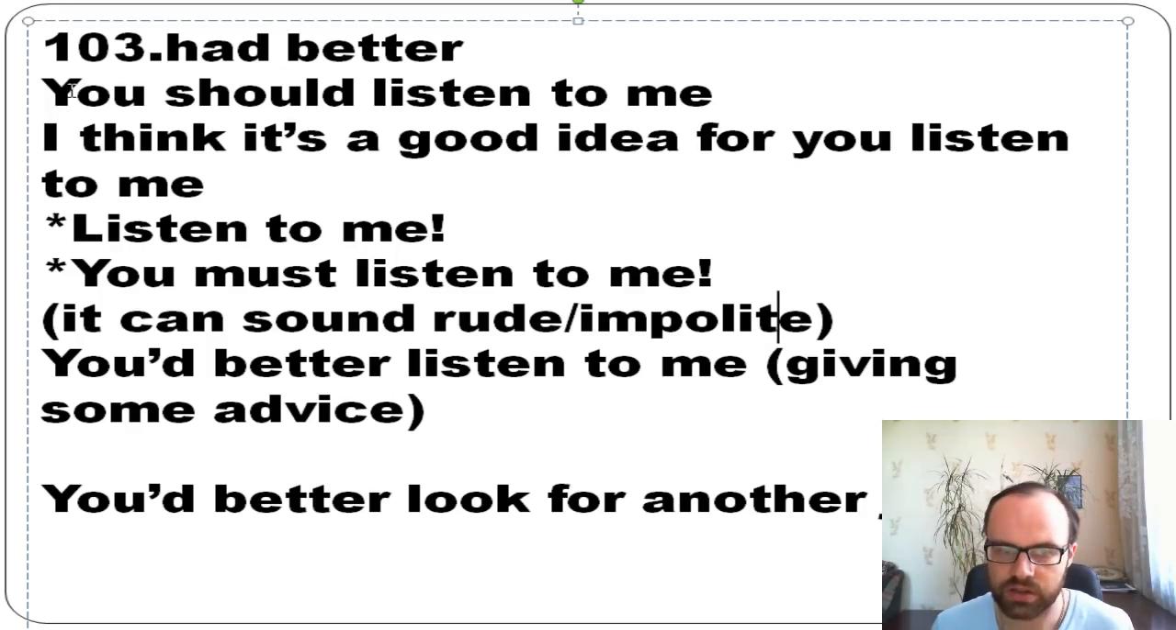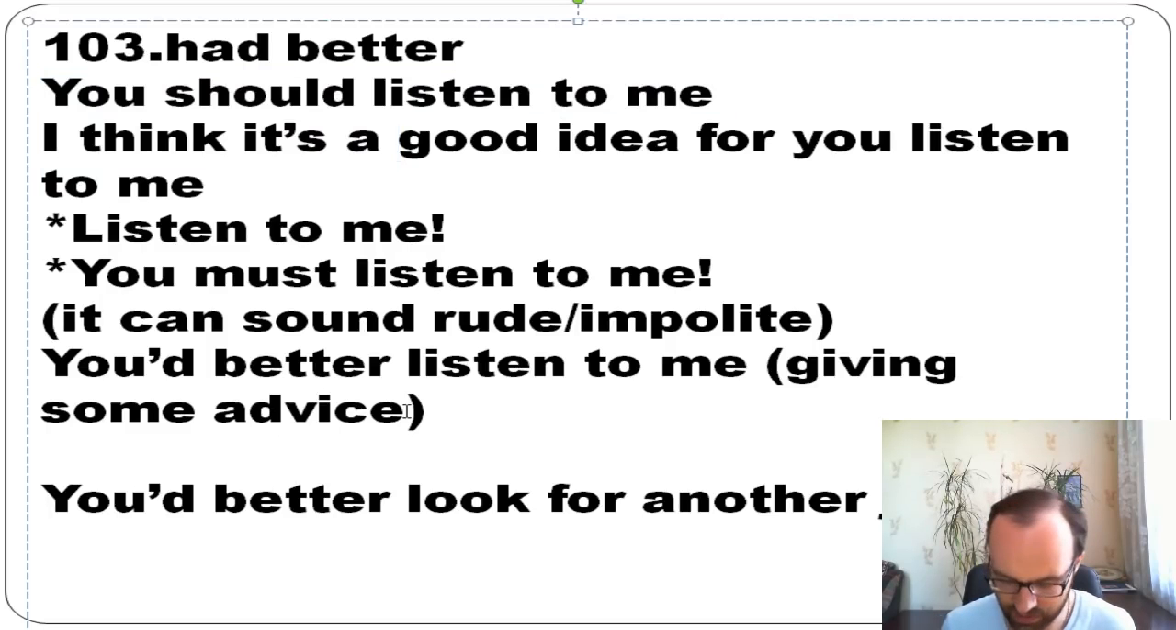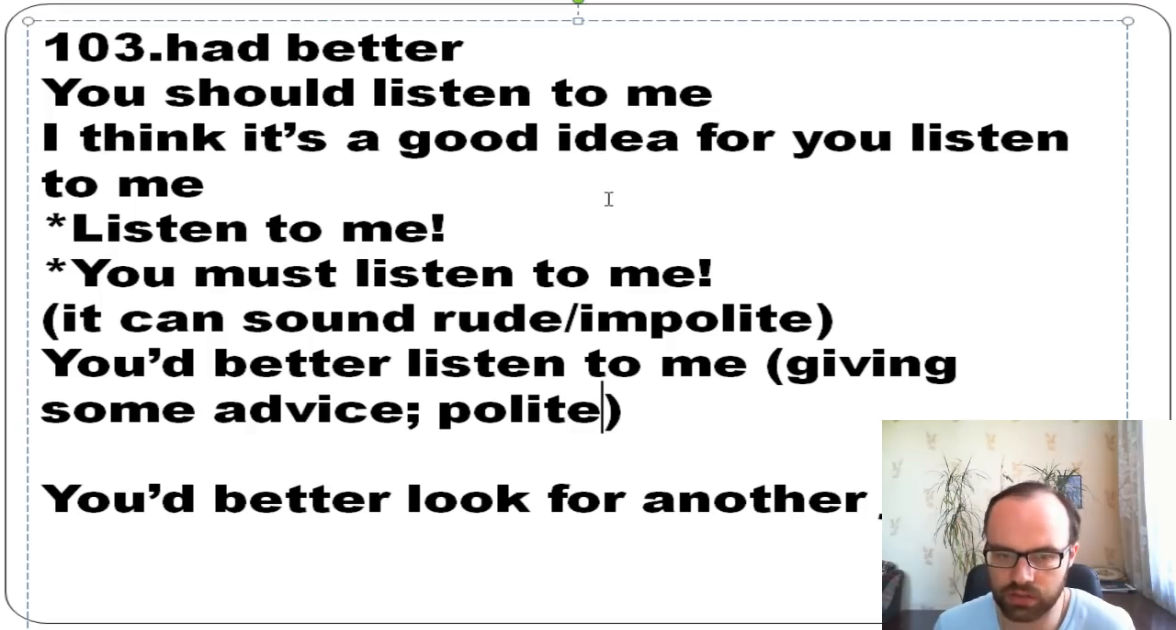We often meet these structures: should, and I think it's a good idea for you to listen to me. But you'd better is also a good structure. It's polite. It's giving some advice. So, you'd better listen to me.